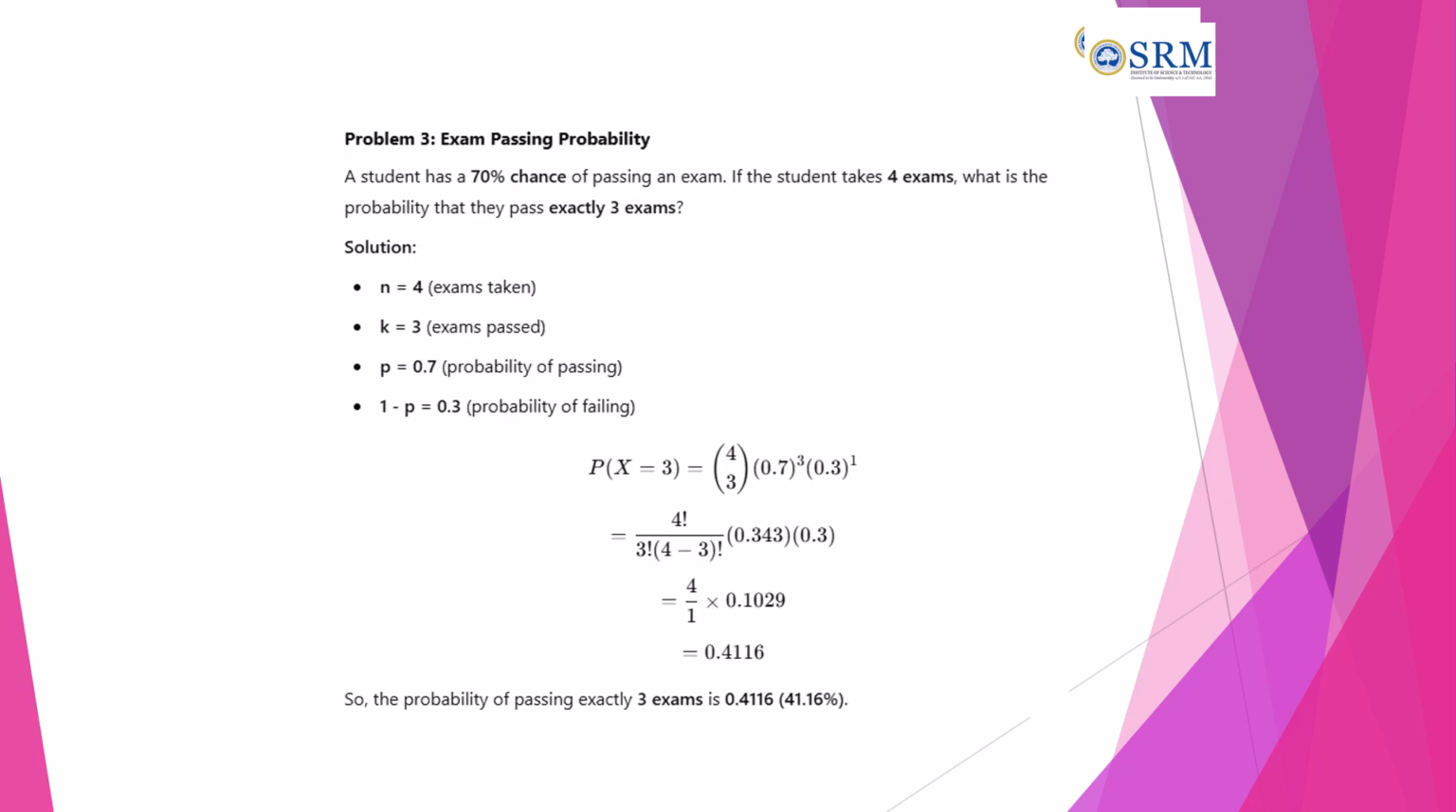Exam passing probability. Let's say a student has a 70% chance of passing each exam and they take 4 exams in total. We want to find out the chance that the student passes exactly 3 of these exams.